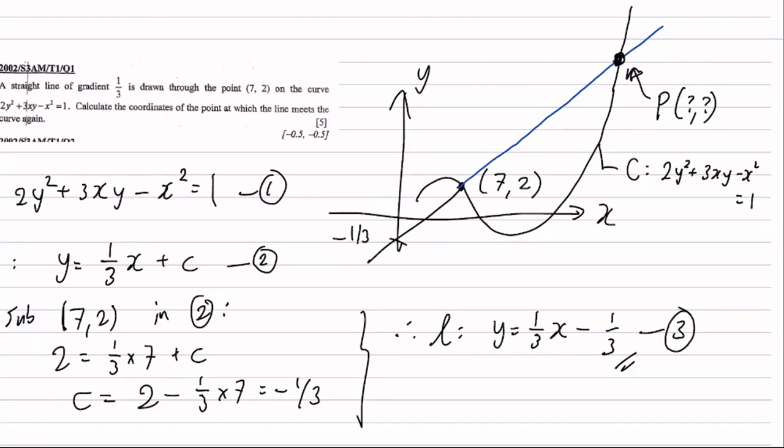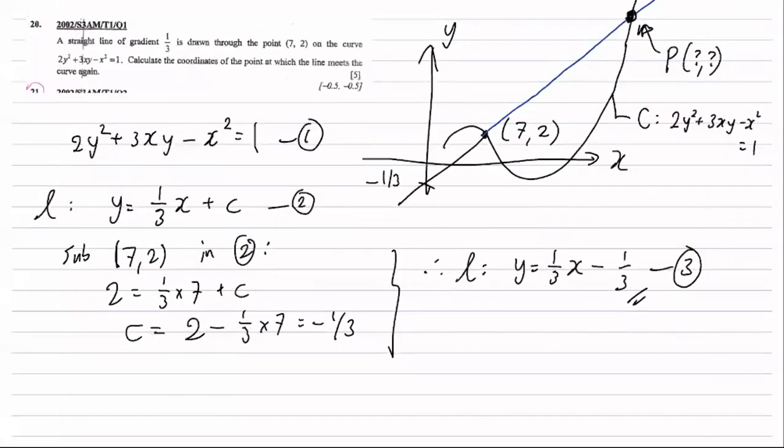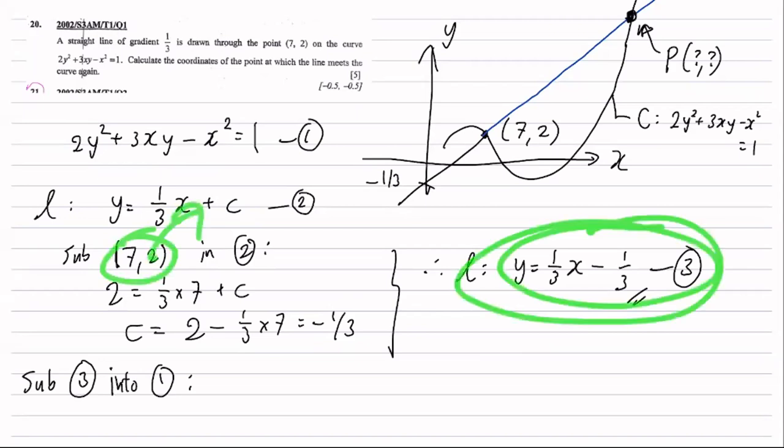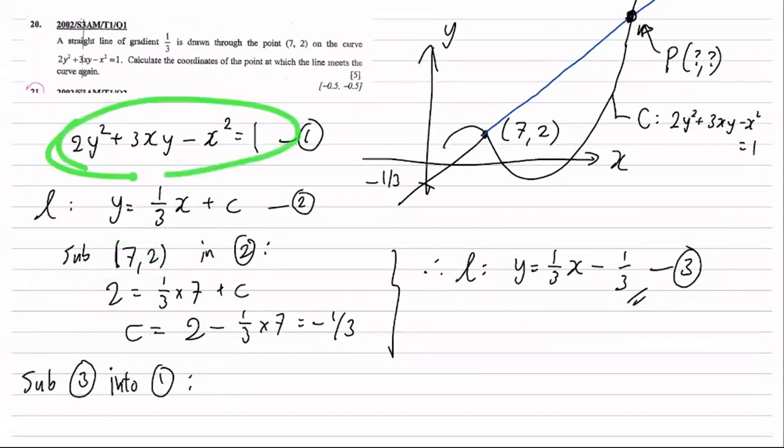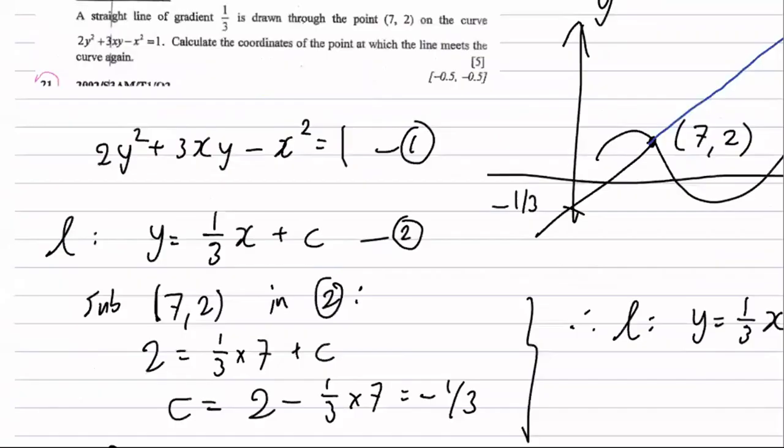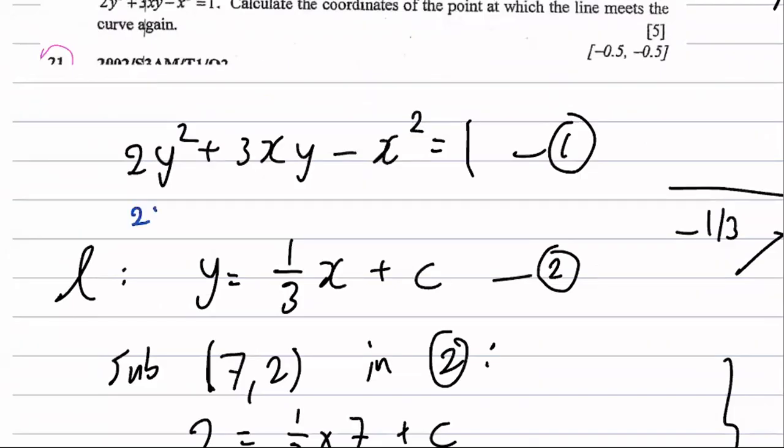How do we do that? Sub 2 into 1. Equation 2 has an unknown c. Oh, yeah. Sub into the curve, x equals 7, y equals 2. That will give you 1. Wait, what do you mean? (7, 2), we subbed into 2 already, we solved for equation 3, right? Now if you sub in (7, 2) inside here, you should get 1. Let's just double check. You should get 1, which is not useful.